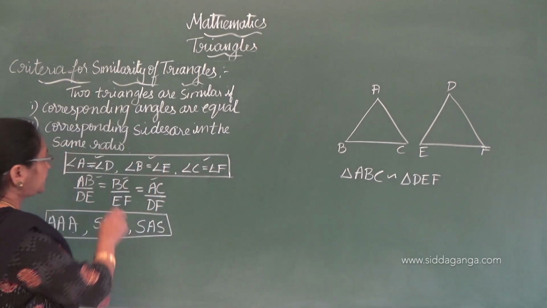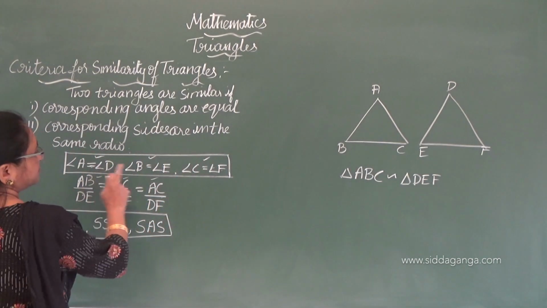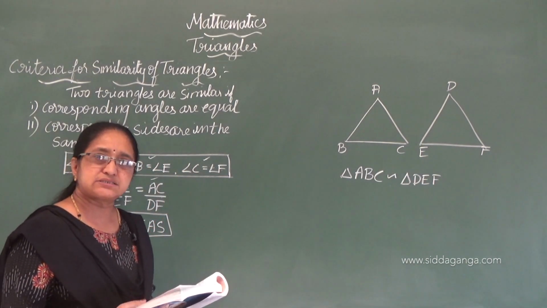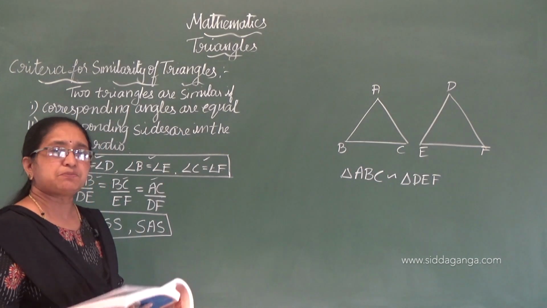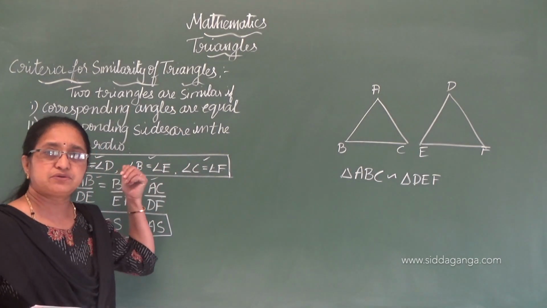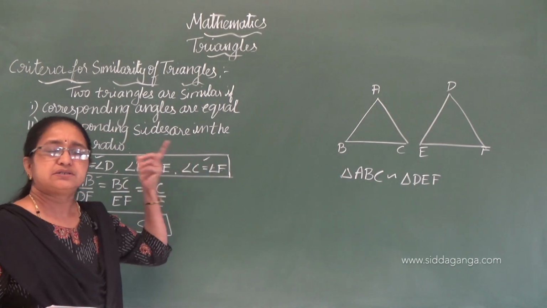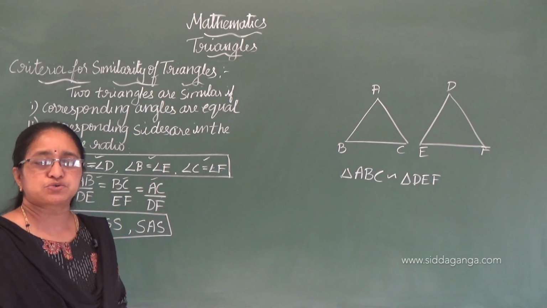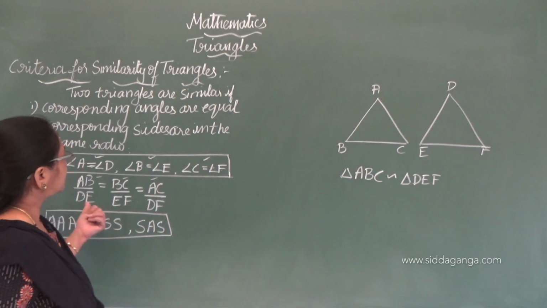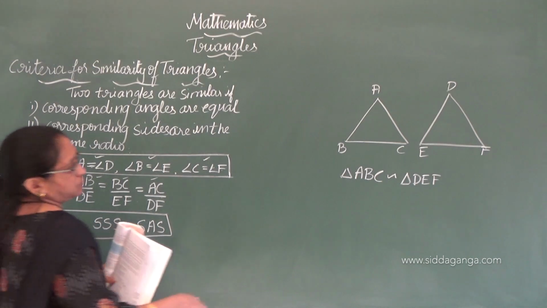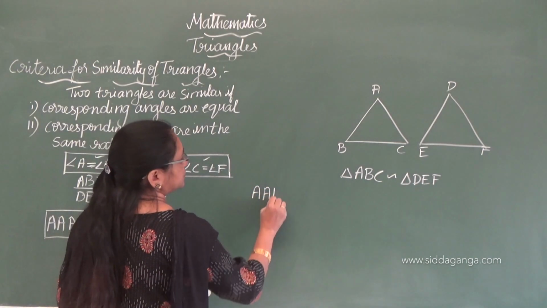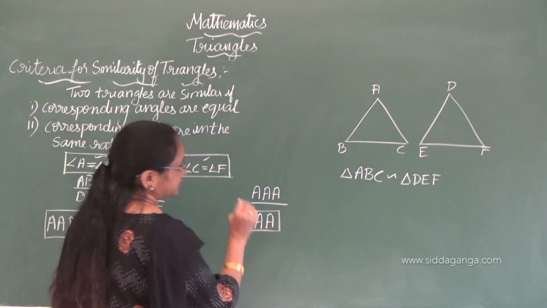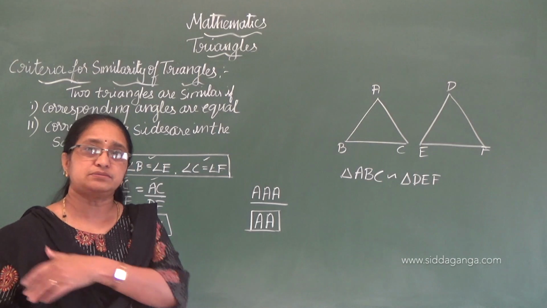So AAA criteria means you have to prove that the corresponding angles are equal. If the corresponding angles are equal, then you need not prove the sides; definitely the corresponding sides will be proportional. Now, this AAA criteria is also called the AAA similarity criteria. Can you think why?